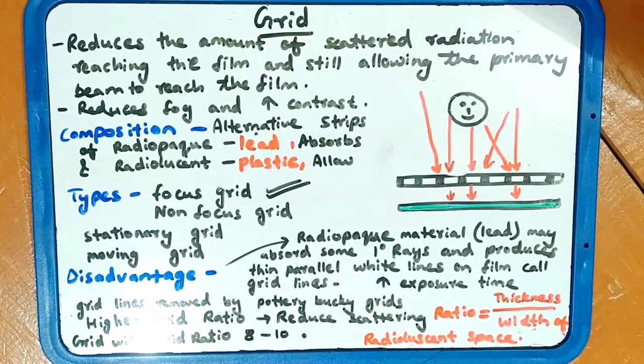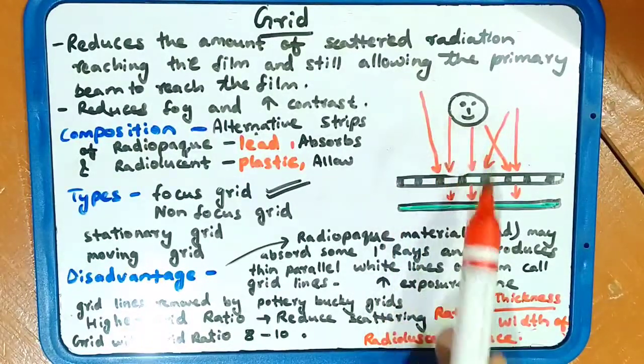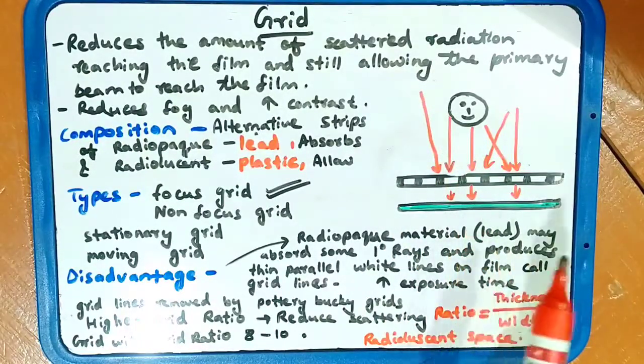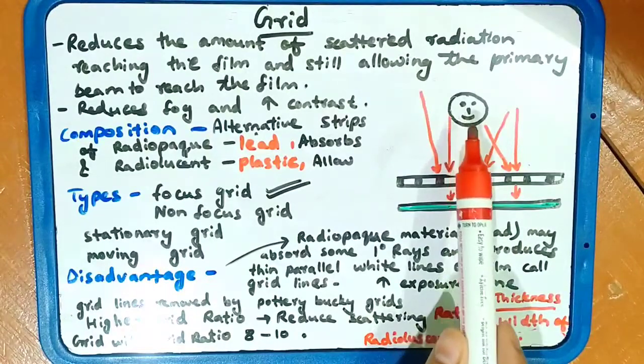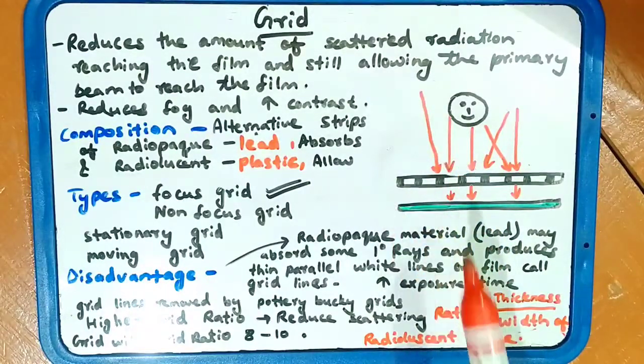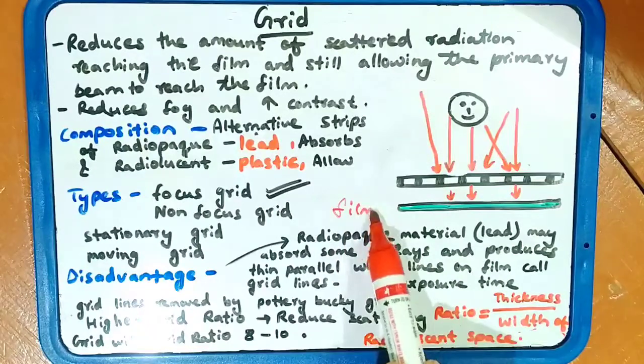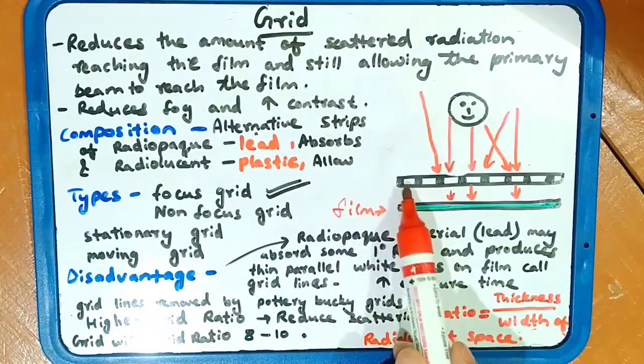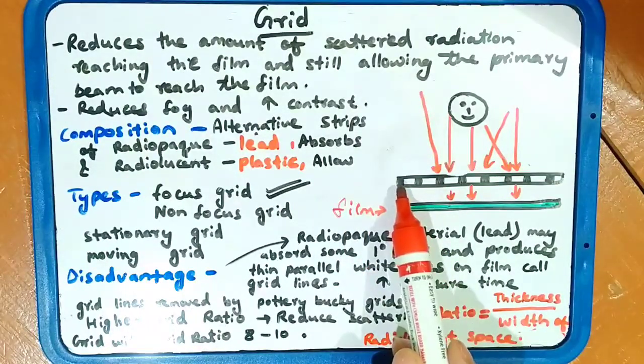Today we will be learning about grid. What is grid and where do we use it? Grid is placed in between the patient and the film. If this is the patient and this is the film, the grid is placed before the film.